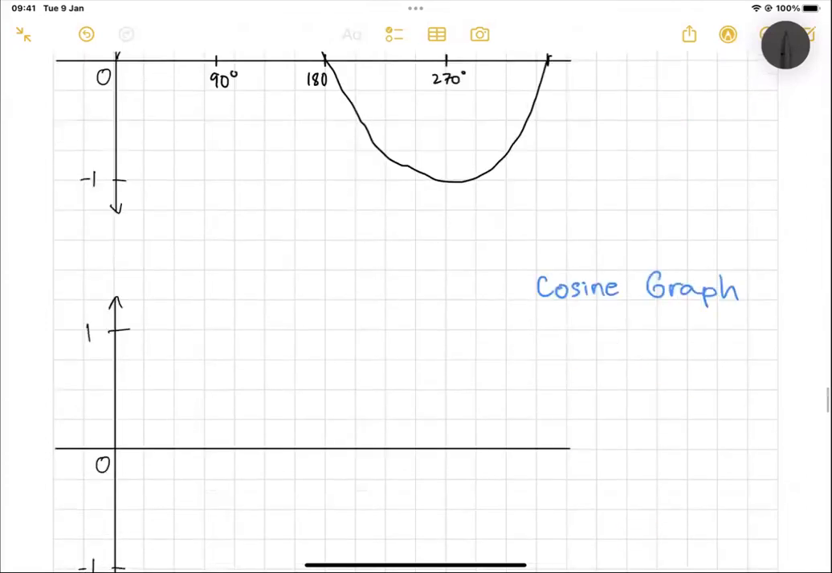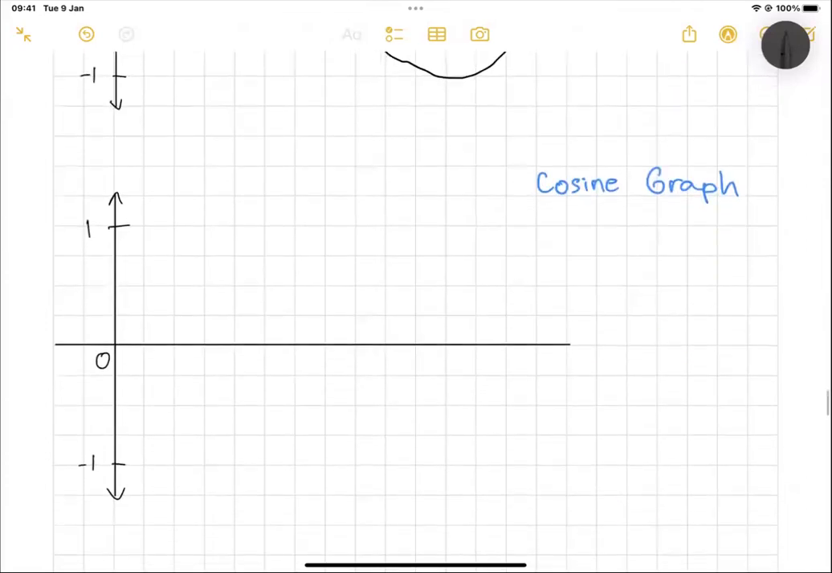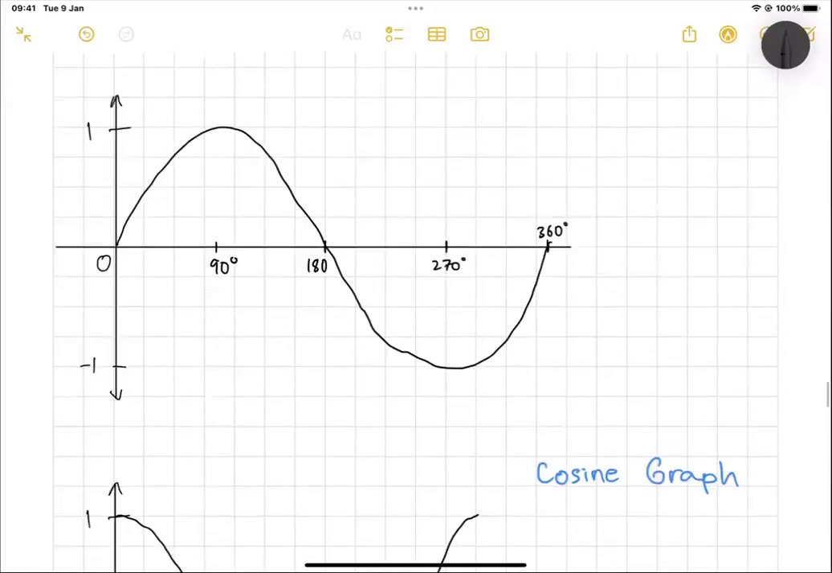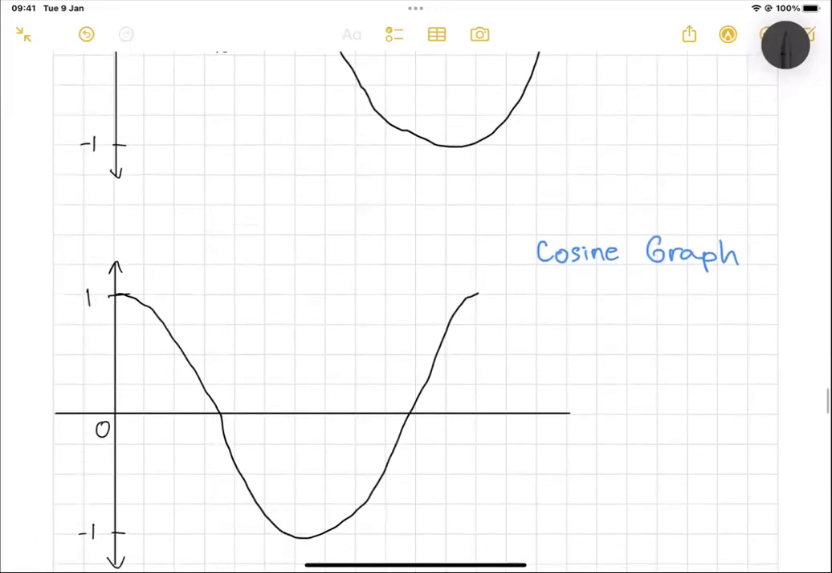Just the standard. Now for cosine, it looks somewhat similar to the sine graph, but its starting point is a bit different. At 0 degrees, it will start at 1. And it looks something of the sorts like this. So rather than starting at 0, unlike my sine graph, it starts at 1.